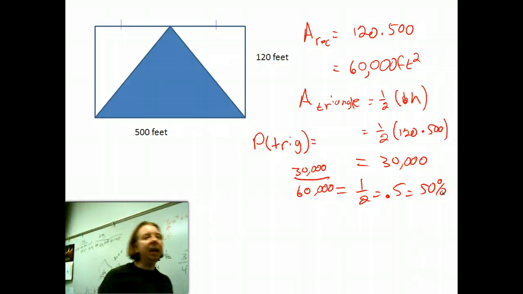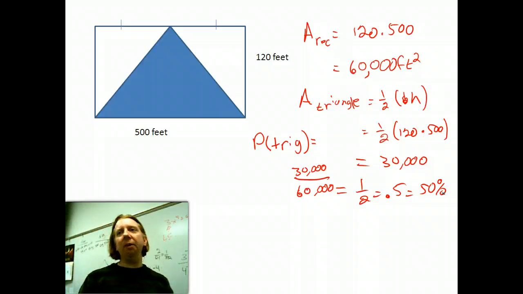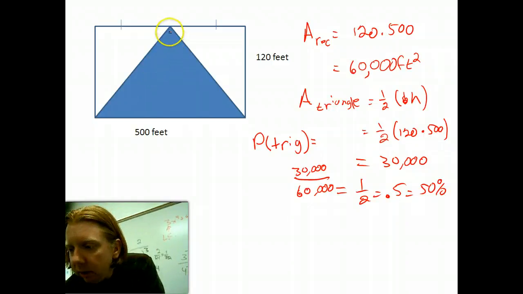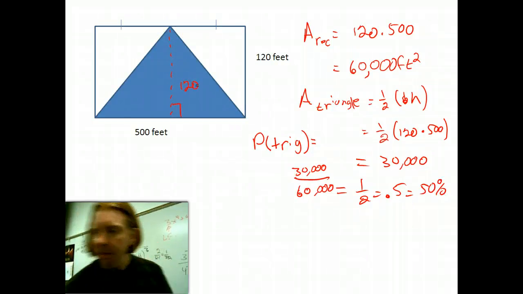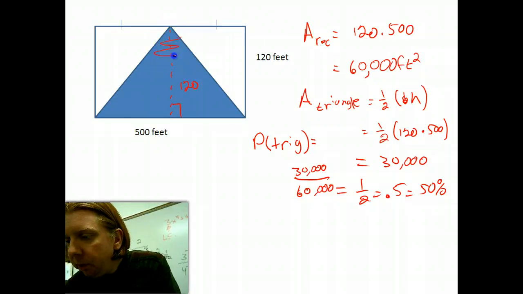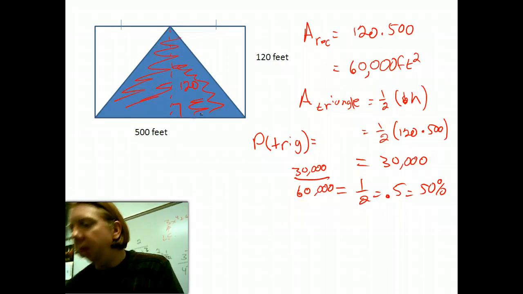Now, if you were really clever, you could look at that problem and say, hey, triangles are half of the rectangle that make them up. And you could look at this and say, since I know this height is 120, I know that this region represents half of the overall rectangle, so the probability of landing in it is half of that.